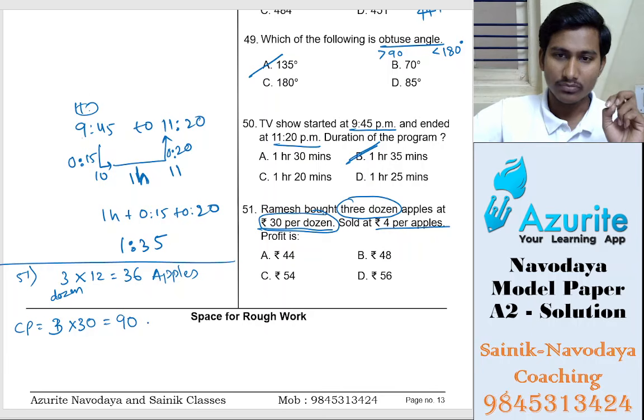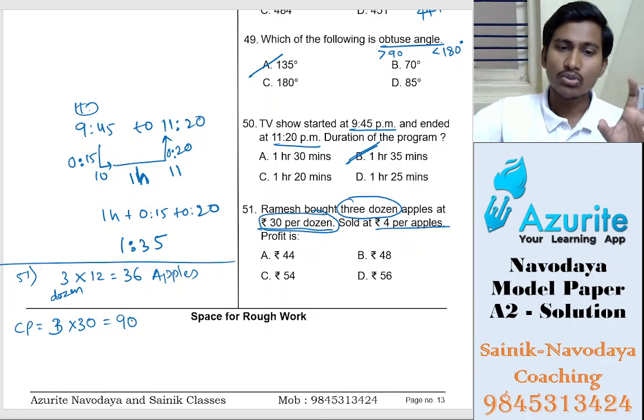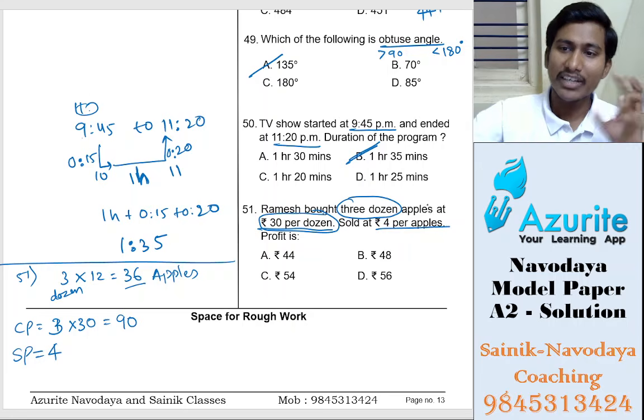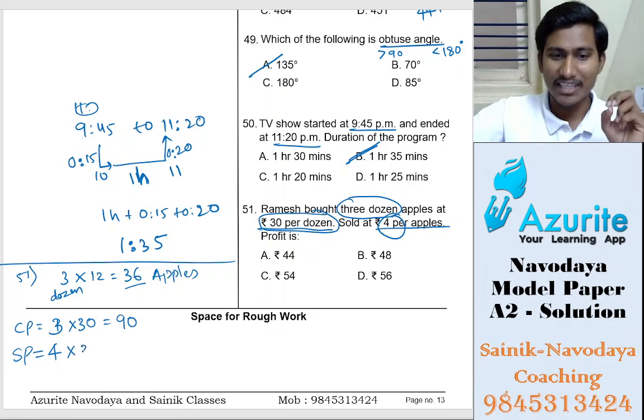Okay, now he bought 36 apples. Now the selling price: it is 4 rupees per apple. So 4 rupees per apple means 4 into 36 apples. If you multiply, 4 sixes are 24, carry 2, 4 threes are 12, 12 plus 2 is 14, so 144.